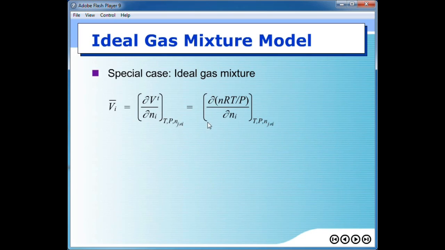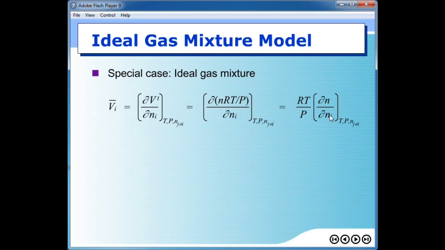In this case, if we apply the ideal gas law, the total volume of gas can be represented by the ideal gas law if all gases in the mixture behave according to ideal gas, right? So the total volume can be represented by nRT over P. R is the gas constant, so it is constant for sure. Temperature and pressure in this equation are constant because the differentiation is considered only when temperature and pressure are constant. So we can take all three variables outside the differentiation.